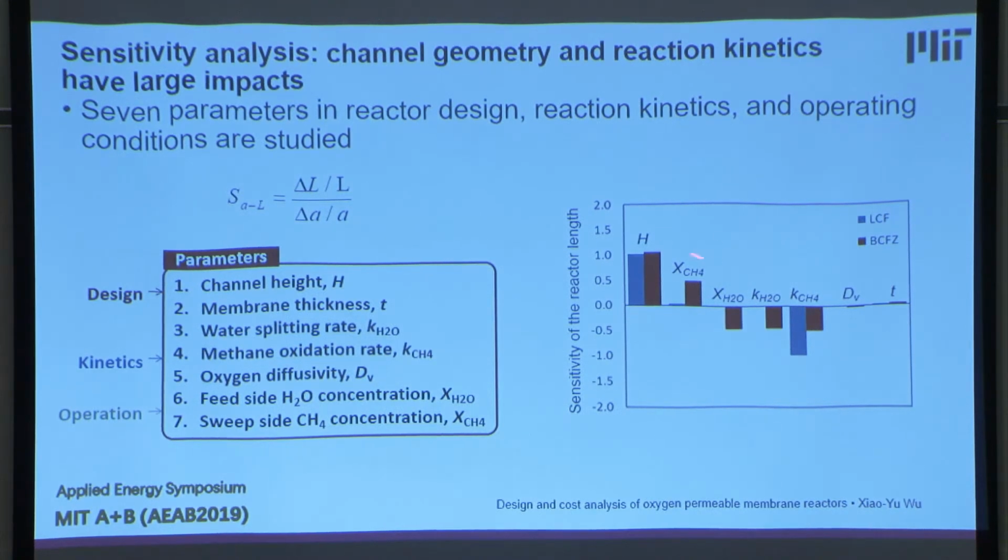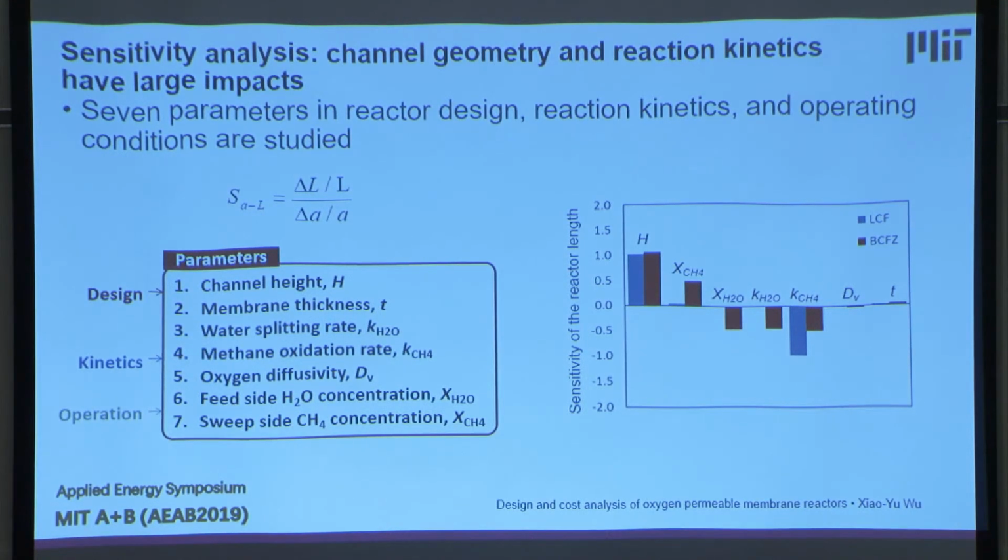That's because of the mass diffusion barrier inside this channel due to the very low flow rates in our reactor. Another thing to notice is that the kinetics is also very important, as well as the operating conditions or the concentration of these gases. However, the thickness and the diffusion of the vacancies are not very sensitive because of the high oxygen permeation of these membranes in our studies.